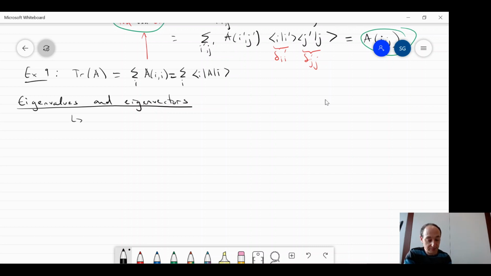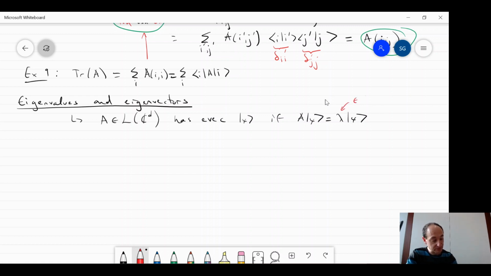But remember that if I have a matrix A, a linear operator, a d by d matrix, I'll say that it has an eigenvector, an evec for short, psi, if A times psi equals lambda times psi. And lambda is what? It's a scalar, the so-called eval or eigenvalue. So these come in pairs: psi and the eigenvalue lambda come in pairs.